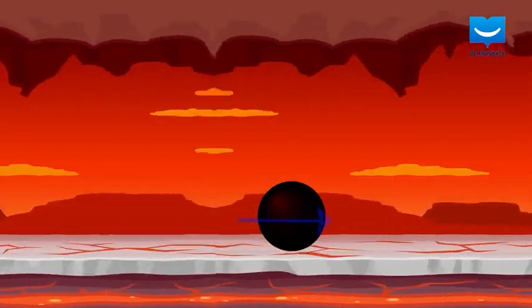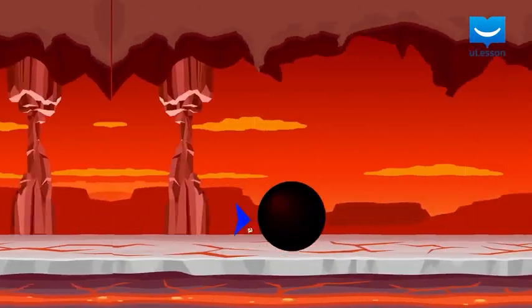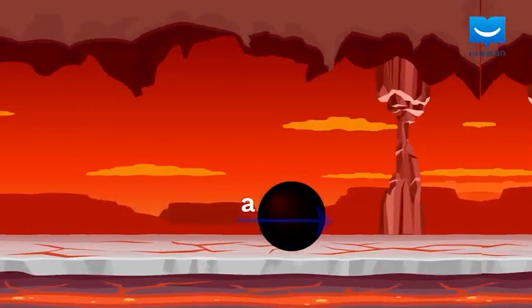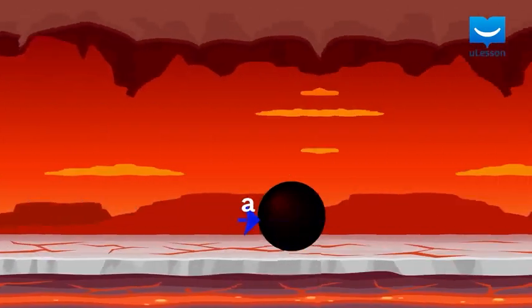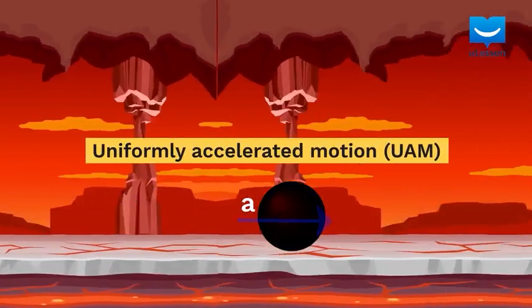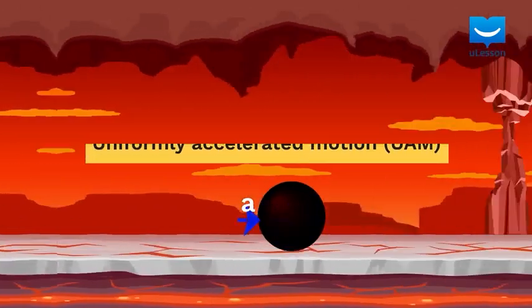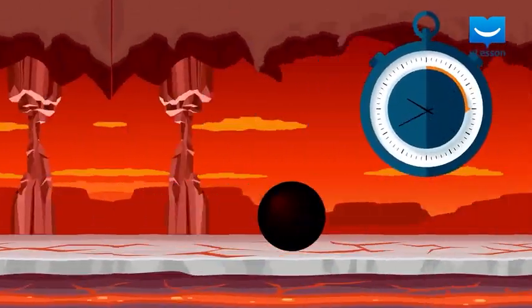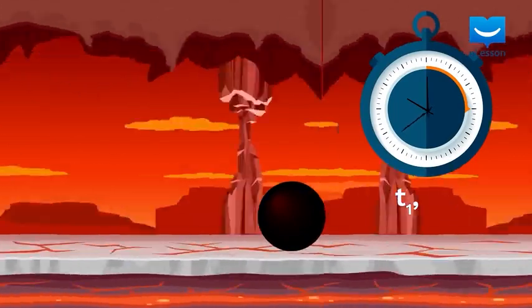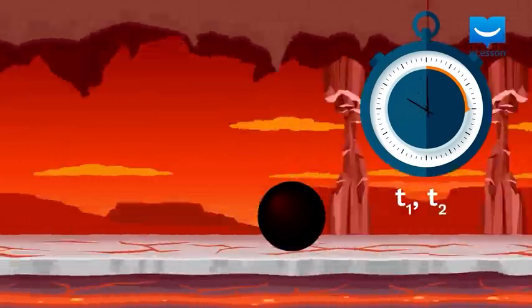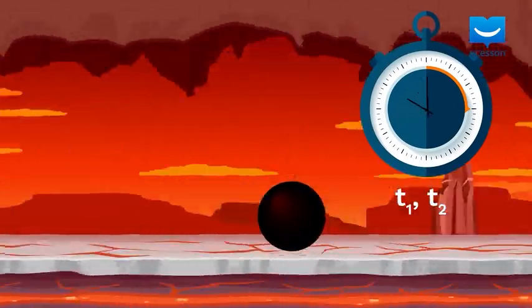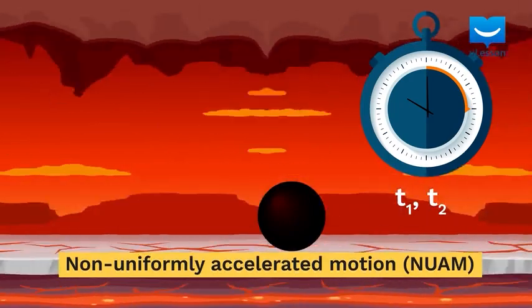If the velocity of the body changes at a constant rate, the acceleration of the body is constant, and we say the body is undergoing uniformly accelerated motion. But if the change in the velocity of the body in a period t1 is different from the change in velocity in a similar period t2, we say the body is undergoing non-uniformly accelerated motion.